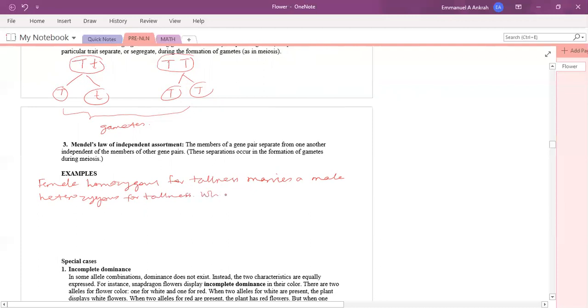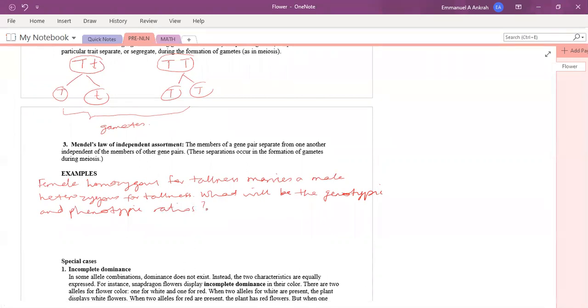The question is, what will be the genotypic and phenotypic ratios? We want to find the phenotypic and genotypic ratios. What would this be? Okay. So again, you just have to understand the keywords that are used here.